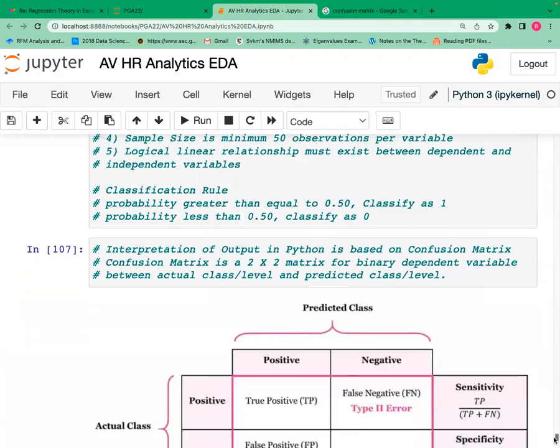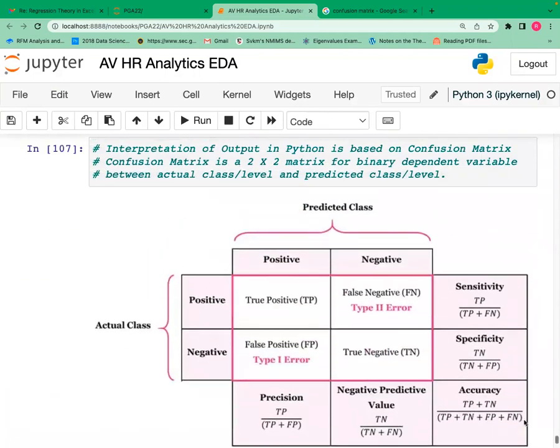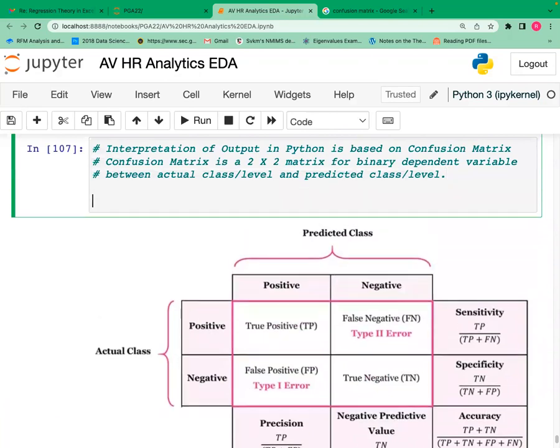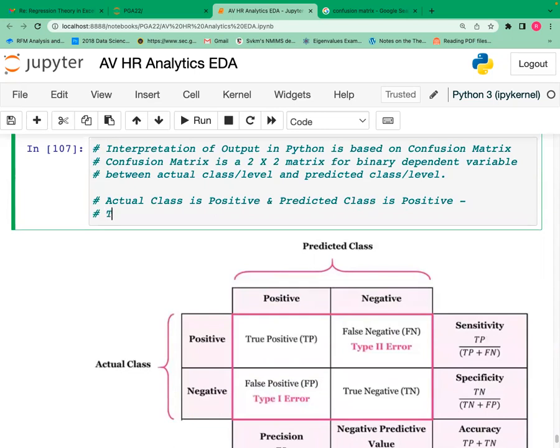So this is the confusion matrix. You have 4 quadrants. The first quadrant is: actual class is positive and predicted class is also positive. Actual class is positive, predicted class is positive. We call this a true positive.